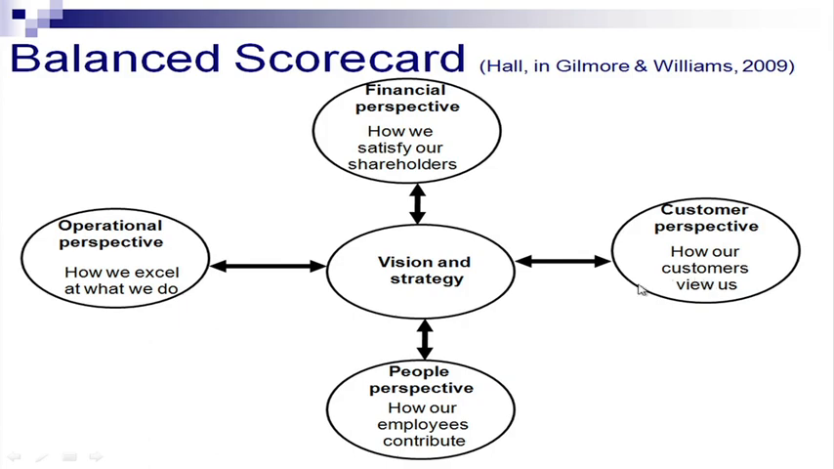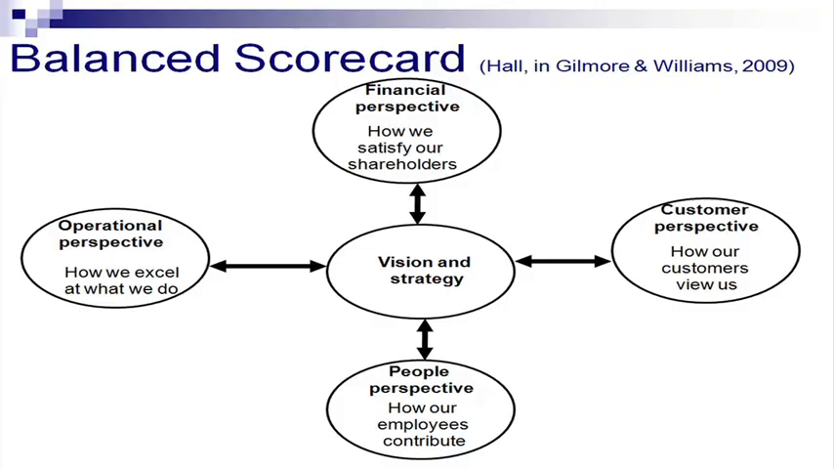So, people perspective, how our employees contribute, how our employees see us is the people perspective, and the operational perspective, how do we excel at what we do, what do we do, how do we carry out our different processes, and how do these processes then lead to the ultimate vision and strategy of the organization. And these things are constantly influenced by each other. The vision and strategy is influenced by how we are able to do things, and what we do is influenced by the vision and strategy of the organization.